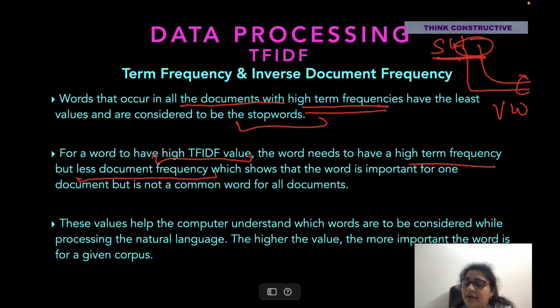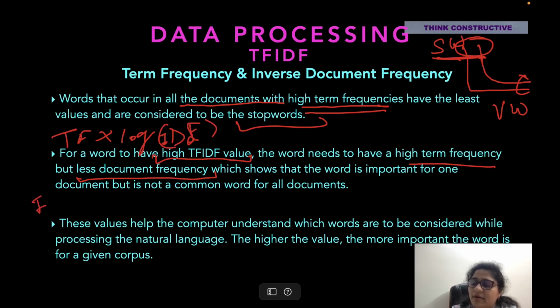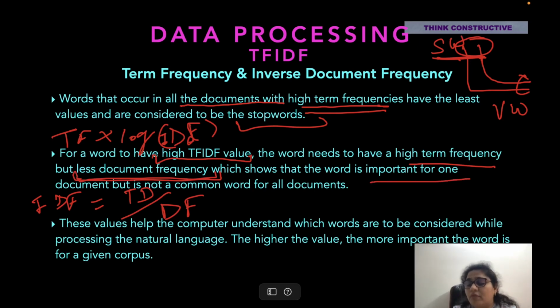Because for TF-IDF formula, if you remember, what was the formula? TF into log of IDF. Okay. And IDF, what was IDF? IDF is total number of documents divided by document frequency. Now you can relate, but less document frequency, which shows the word is important for one document but is not a common word for all the documents.